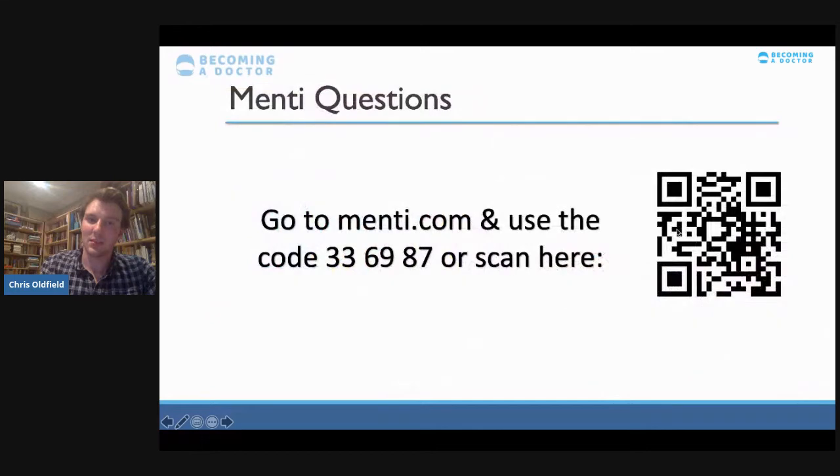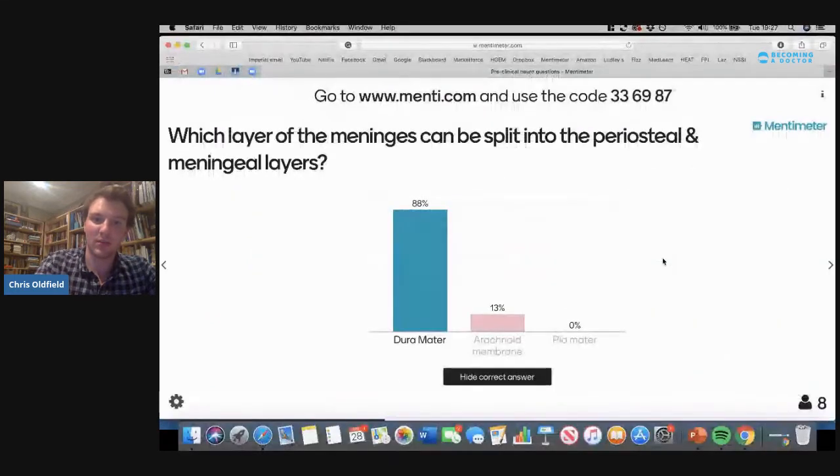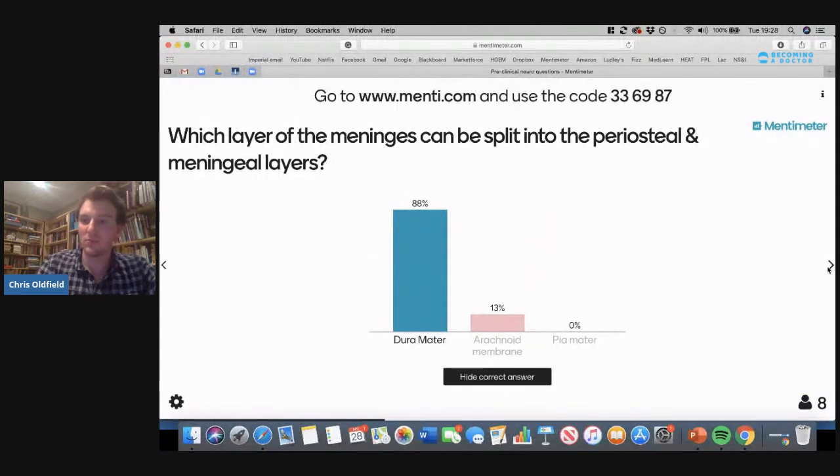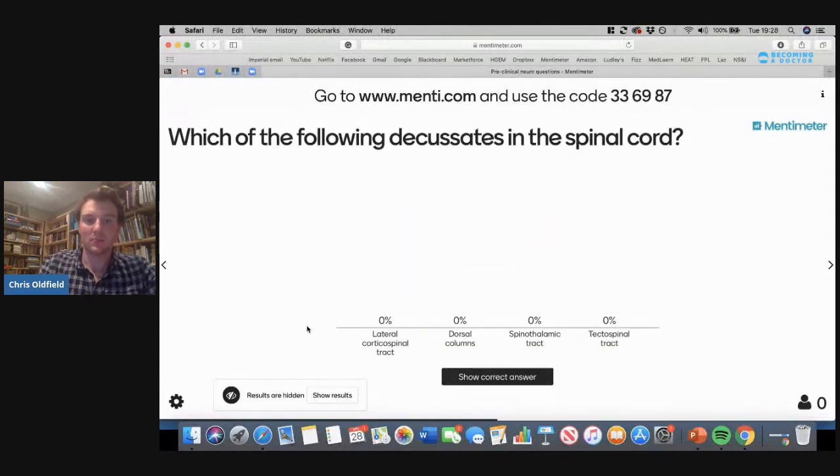Okay, so we've got a few more Menti questions now, just to check that's all understood. So if we can go back to Menti. Which of the following decussates, and decussates means crossover, in the spinal cord?